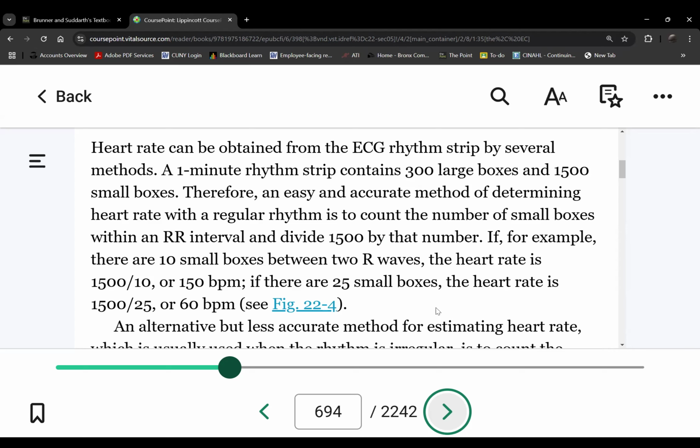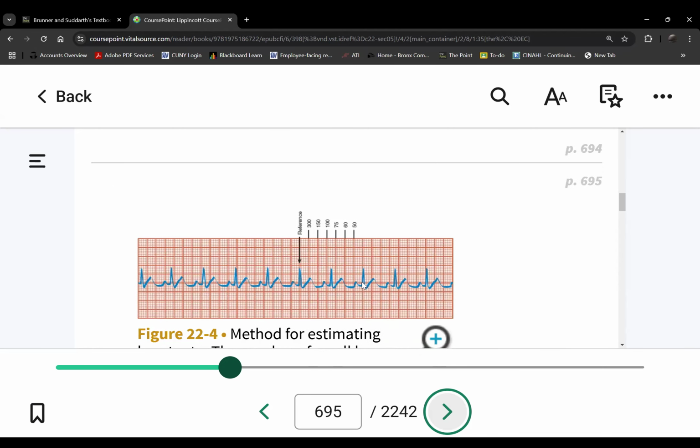How do we know it's a 6-second strip? The strips usually have a marker, a 3-second marker. This sample doesn't have one, but there will be solid lines every few big boxes. You can also easily see how many big boxes in 1 second. 5. So therefore every 5th box is 1 second. So therefore 1, 2, 3.